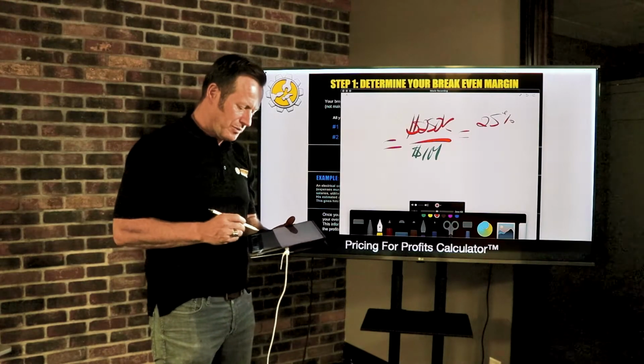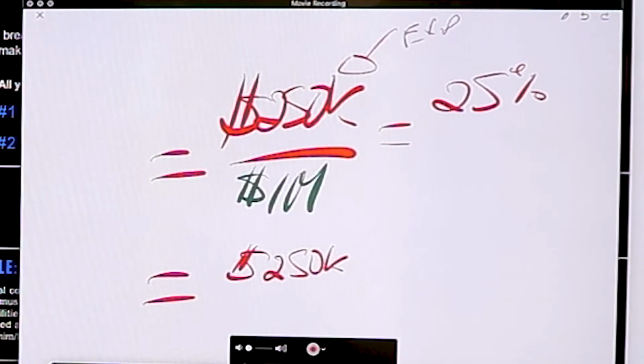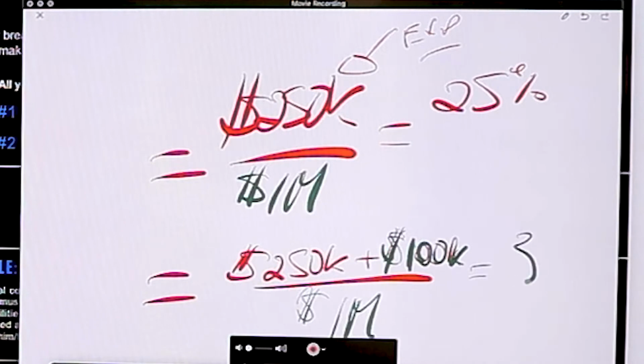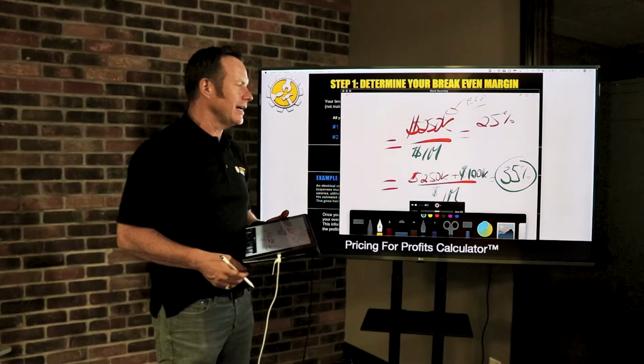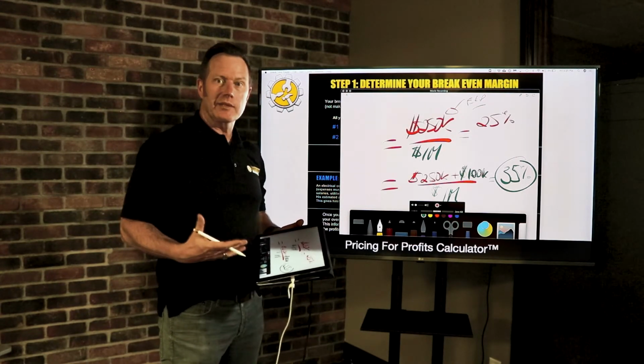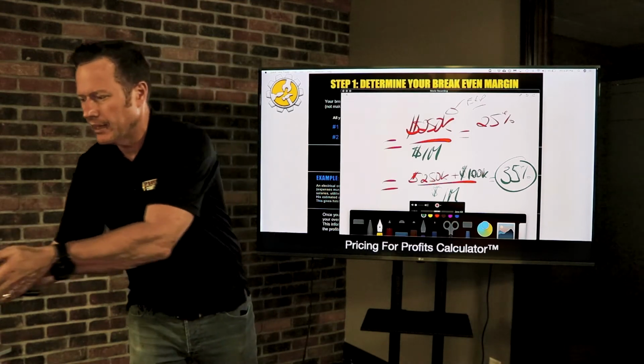We want to make money, so what do we do? Super simple, guys. Say, for example, this contractor wanted to make, let's say, $100,000. You take 250, and we're going to add what we want to make, 100K. So you add that to the top, guys. What's the number now? 35%. So if they put 35% on their jobs, guess what? They're going to be on track to be making $100,000 a year, okay? It's as simple as that.